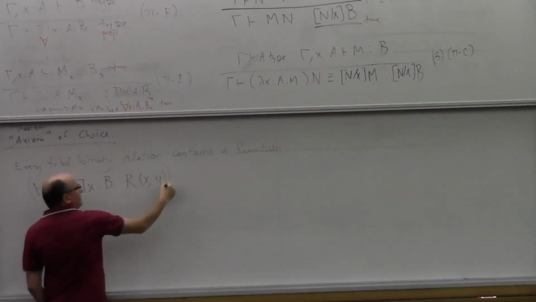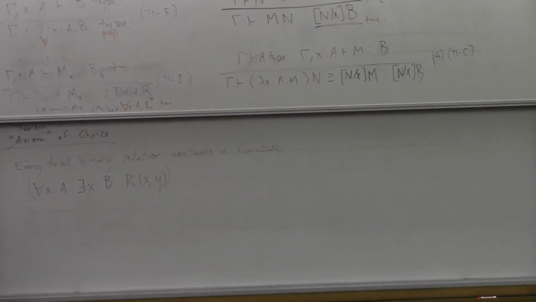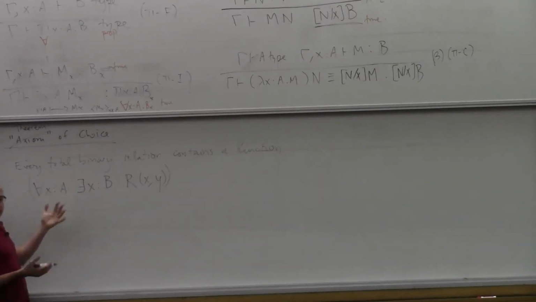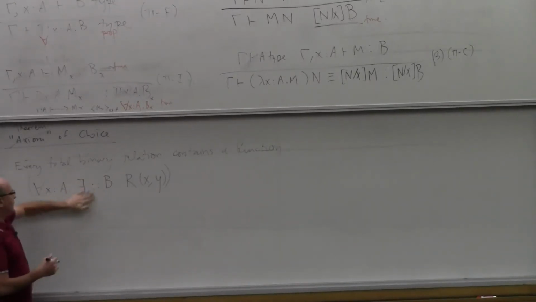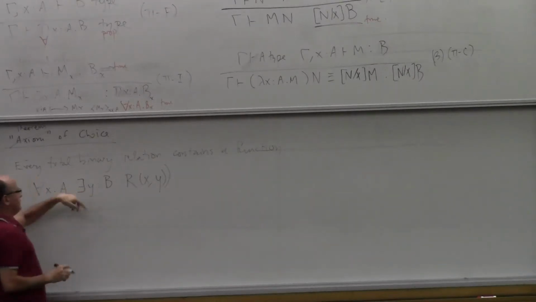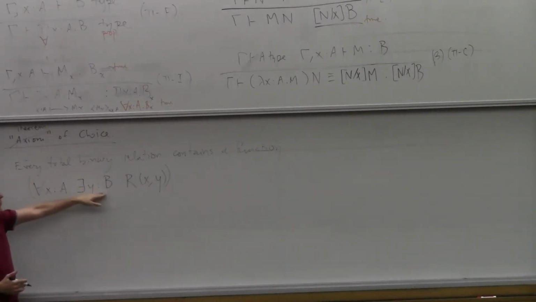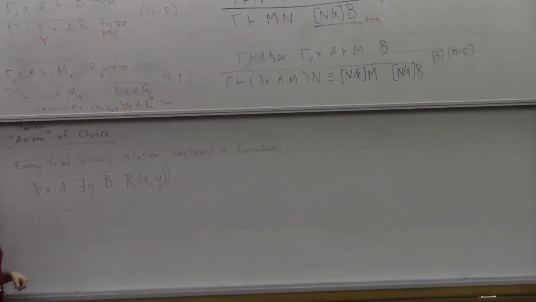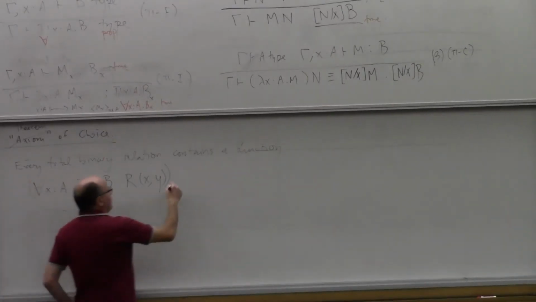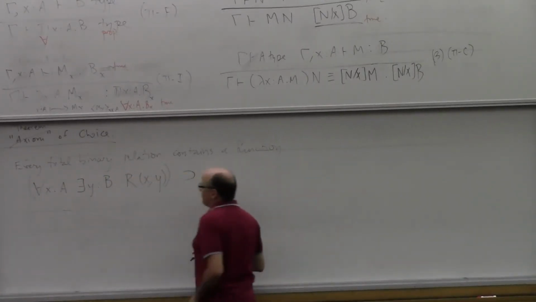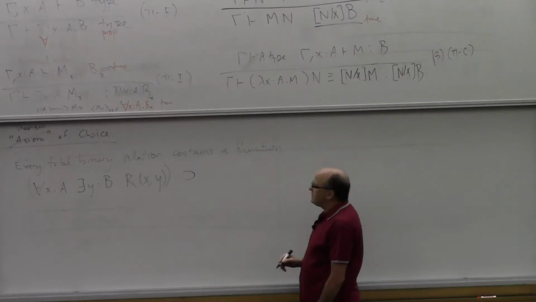Okay? That's how you would write it out, like in logical notation, right? The relation R is total means that R is a relation between A and B, so for every x in A, then there exists a y that is related to it by R. That's what totality is.